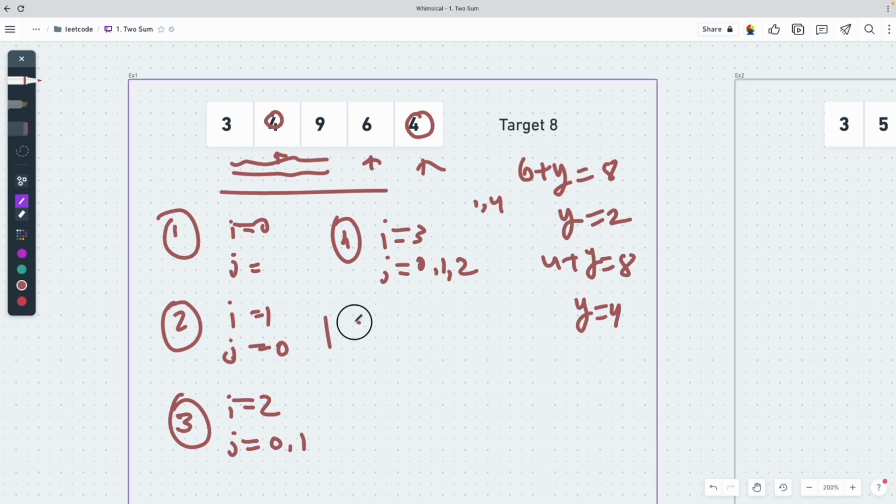So we go to the next loop, which is i equal to 4. We also reached the end of the array here. So we should definitely find a solution because the problem statement guarantees that there is exactly one solution.